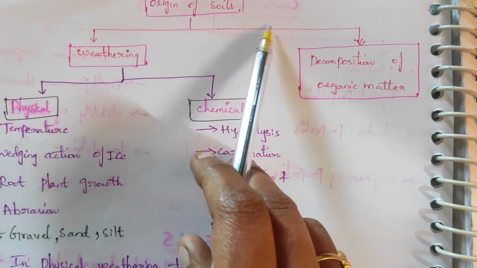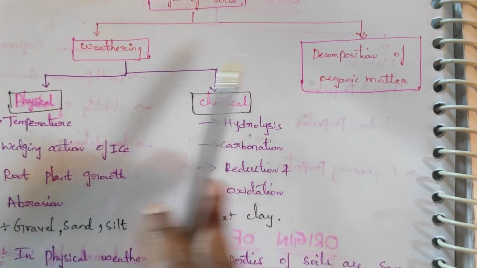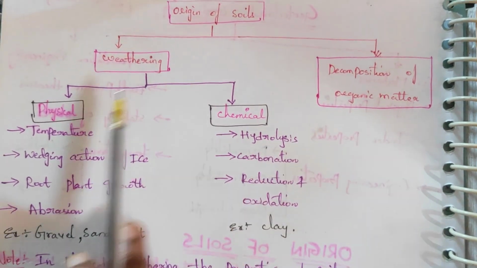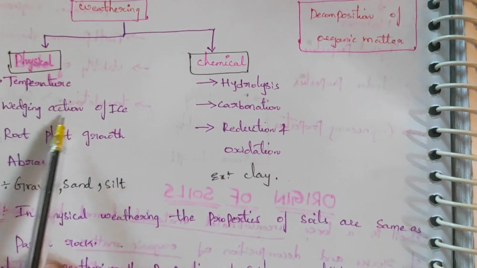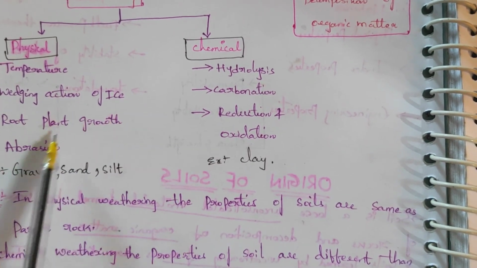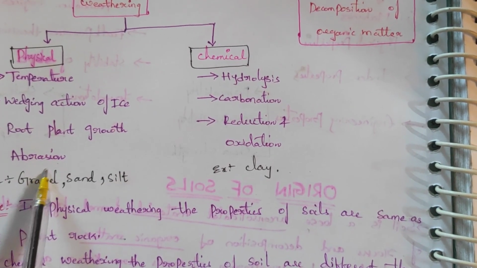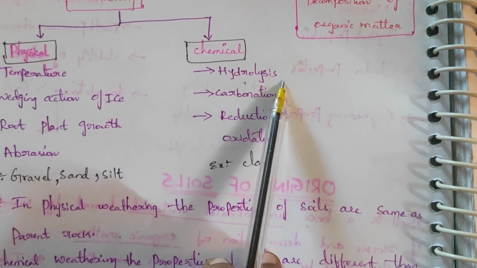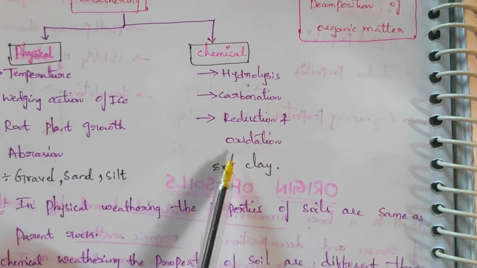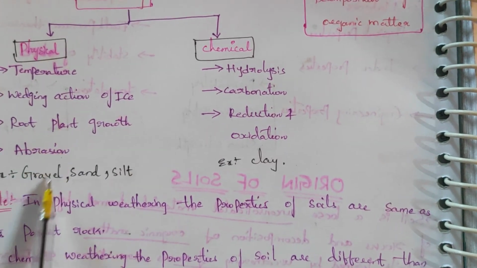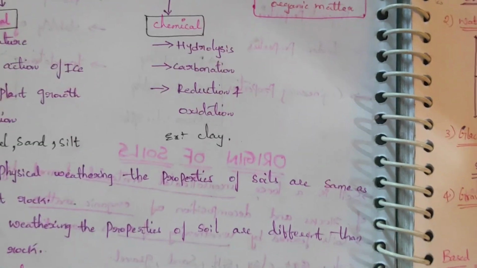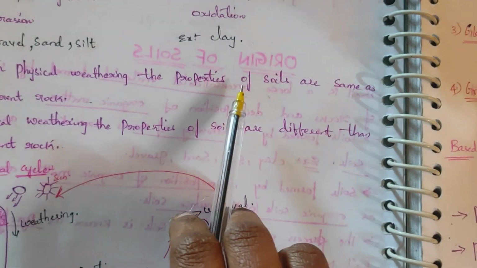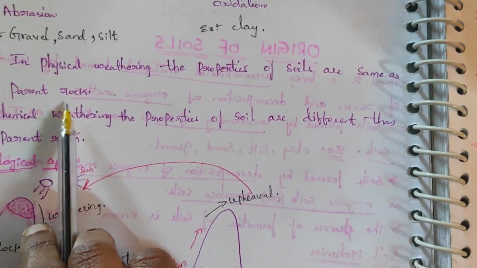Next, coming to the origin of the soils. First, weathering and decomposition of organic matter. In weathering, there is physical weathering and chemical weathering. Physical weathering means temperature, wedging action of ice, root plant growth, abrasion. And chemical weathering means hydrolysis, carbonation, reduction of clay and oxidation. Examples of the physical weathering are gravel, sand and silt. Examples of the chemical weathering is clay. And one more important thing, in physical weathering, the properties of soils are same as its parent rock.